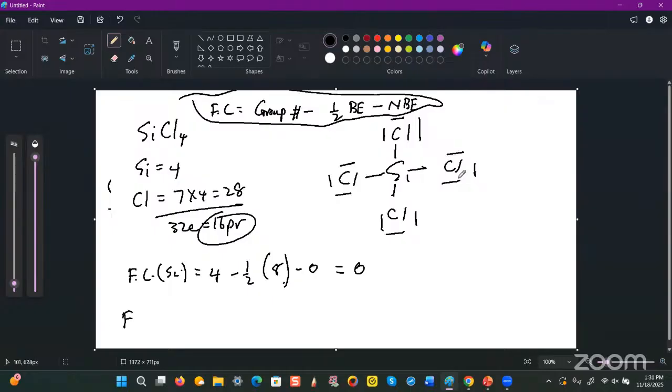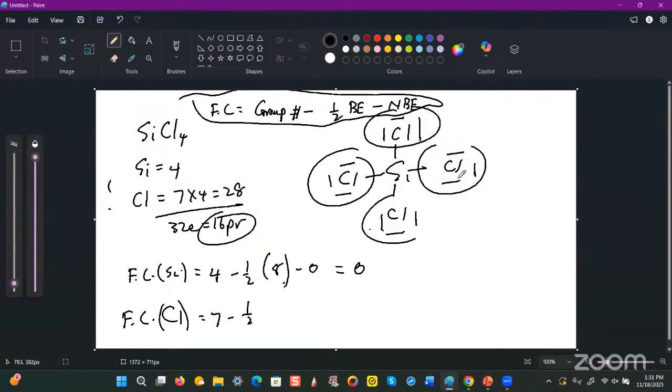Then if you carry the same calculation on the chlorine, using the same formula, the group number is 7 minus half the number of bonding electrons. Please note, we are carrying out the calculation on one of these chlorines because all these chlorine atoms have the same electronic arrangement. If you carry out the calculation on one, it's the same for the other. If we focus on this chlorine here, what's the number of bonding electrons? That would be 2, so half of 2, minus the number of non-bonding electrons, which would be 2, 4, 6. So that would be 7 minus half of 2, which is 6 minus 6, 0.